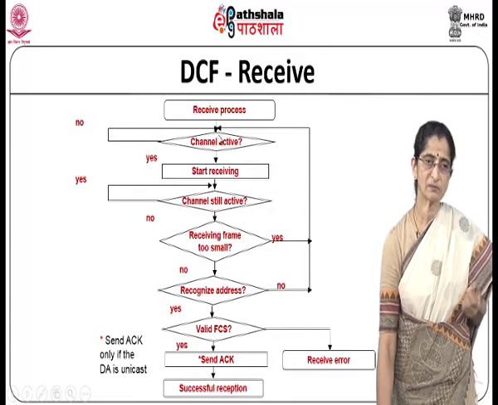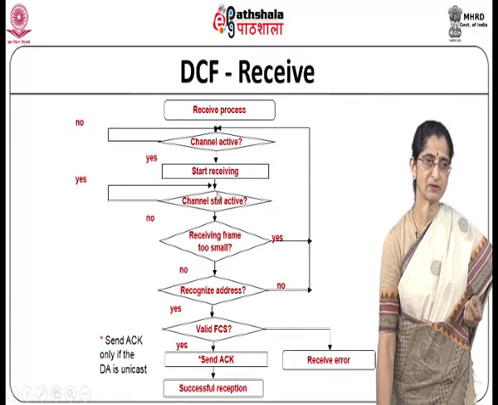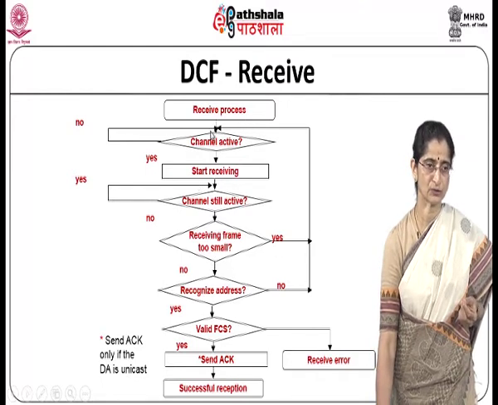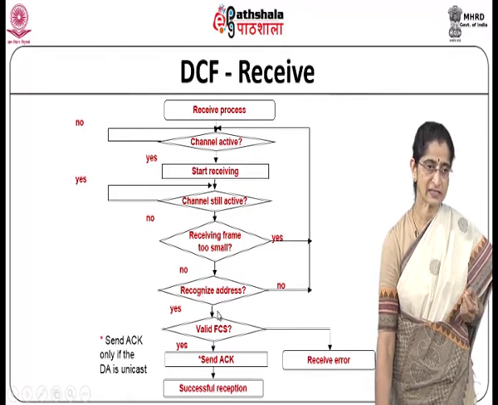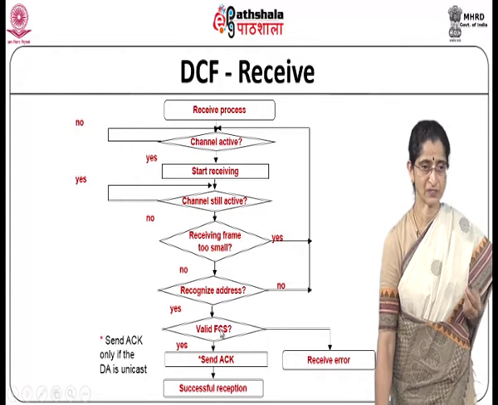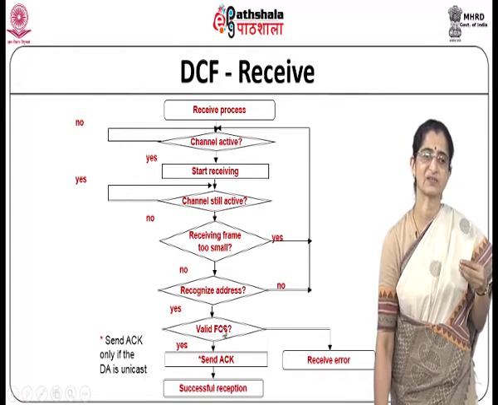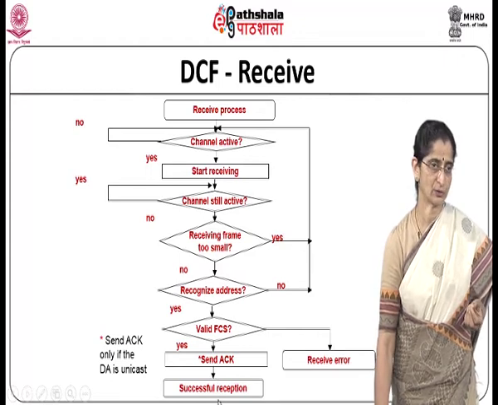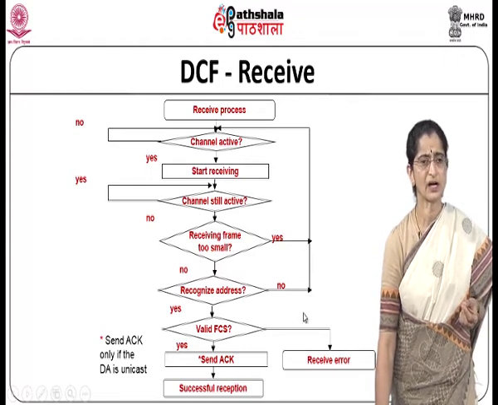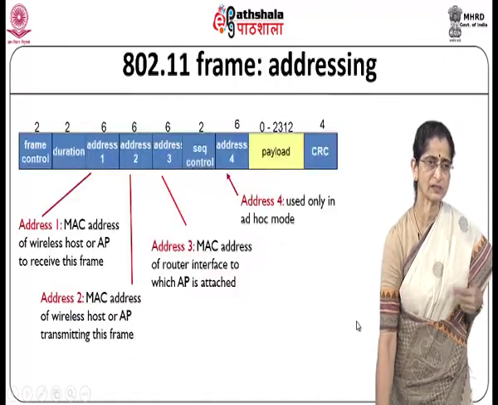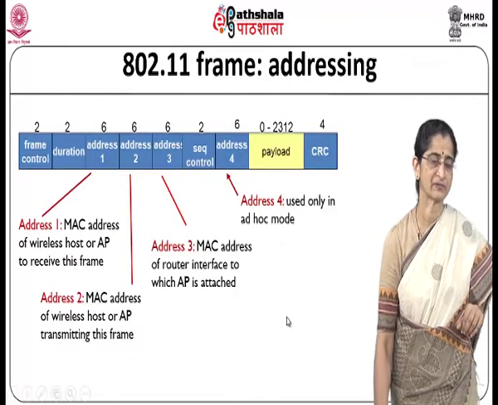On the receiver side, similarly you check whether the channel is active, you start receiving. If it is still active, you continue receiving. If the receiving frame is too small, then you know that something is wrong, so you go back to channel active. If you recognize the address, yes, fine, otherwise you go back again. And then you check whether it is a valid FCS, that is, whether it is a valid frame. If it is, you continue, send the acknowledgement, and your reception is successful. Otherwise, you will have an error, so you indicate that there is an error. Okay, this is the structure that we have in DCF.